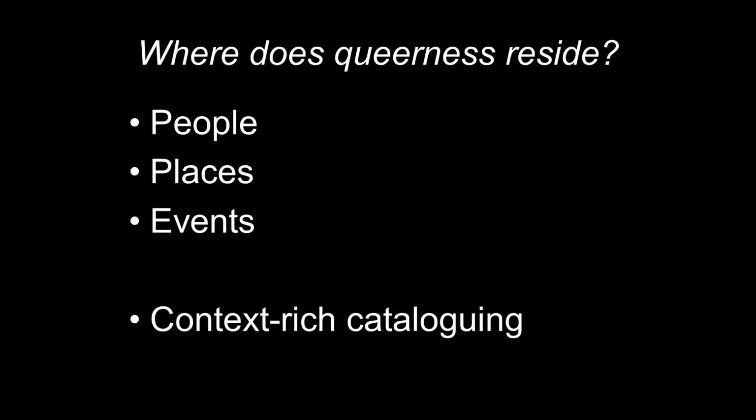Where does queerness reside? I would argue that it's not in the objects themselves, but it's actually people, queer people, places associated with queer people and queer activity, queer events in history. So what that leads me to advocate is what we need, in fact, is more context-rich cataloguing. We have to make sure that the objects have a richness around the people, the places, and the events that they're associated with. Because a researcher looking for queer objects is probably going to come at it through a person's name or an event or a place that they're associated with, rather than the object themselves.